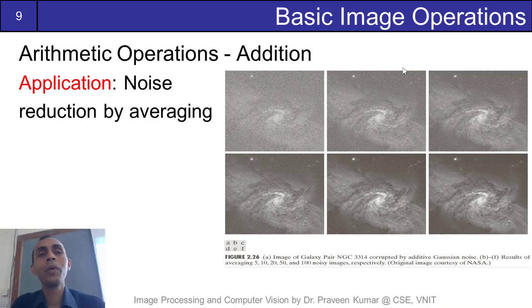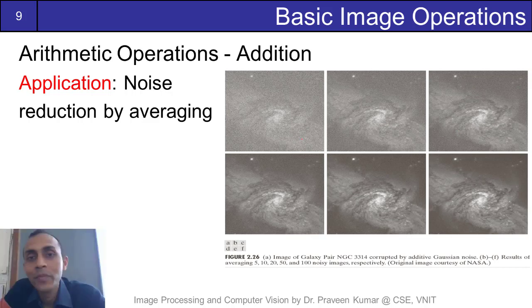So you can also do simple arithmetic operations like addition, subtraction, and so on. They can have different applications also. One of the useful applications of doing image addition is noise reduction. So we'll see that. For example, here is an image. As you can see, these are corrupted. These images have some random noise.